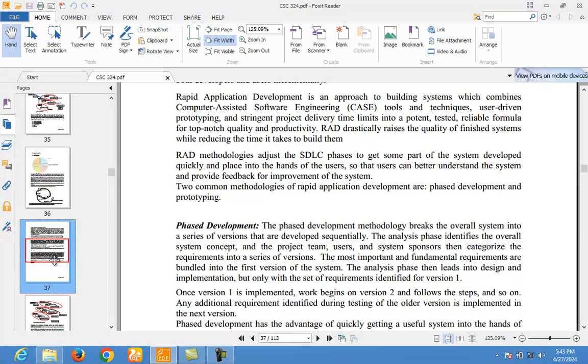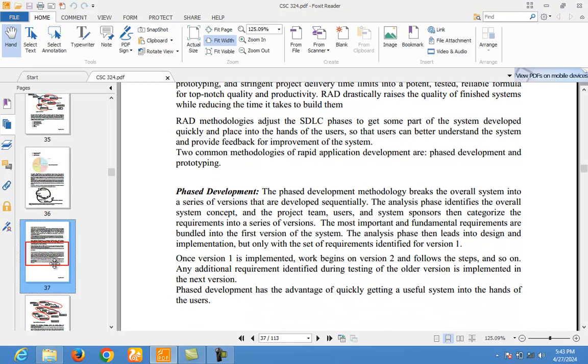and techniques, user-driven prototyping, stringent project delivery time limits, so to a potent, tested, reliable formula for top-notch quality and productivity. So RAD is one of the methodologies that is being used in modern days. There are two common methodologies of RAD, and they are the phased development and the prototyping.